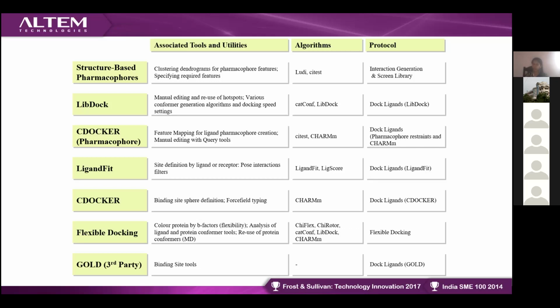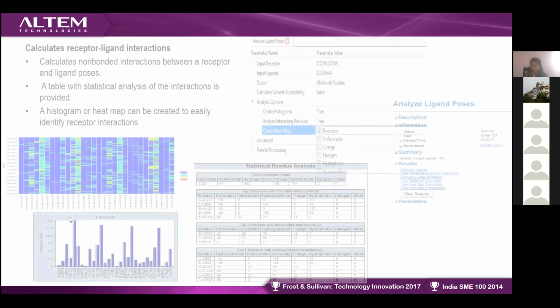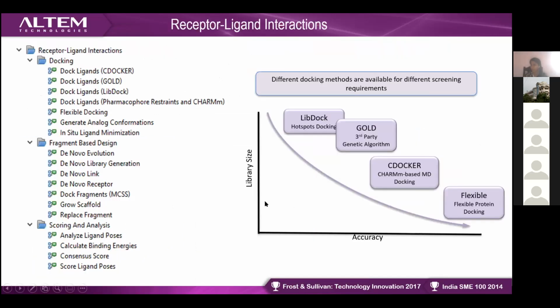And GOLD, obviously it's a third-party algorithm, but you can use it. It has been embedded into the Discovery Studio software, and you can go for binding site tools. So the only tool associated with this is binding site tools. These are the associated tools as well as the docking software available in that. While comparing these, you can see the different docking methods. And if you want to go for flexible protein docking, you can go for it. If you want to see in depth the atomic level of the protein molecule, the protein-ligand interaction, you can go for CDocker.